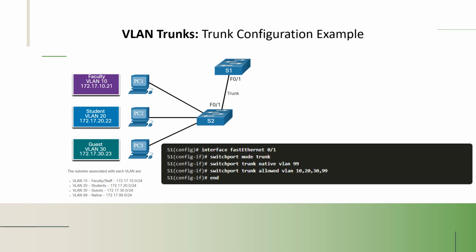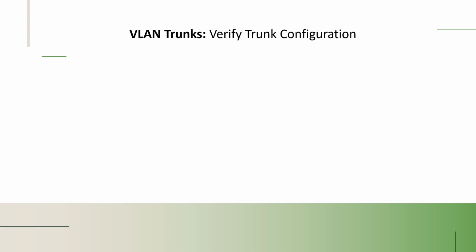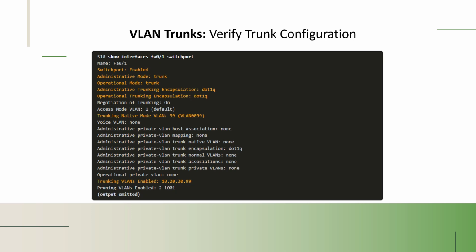And if you need to verify a trunk configuration on the switch, you have to use the show interface command followed by the interface ID and switchport. And as you can see here, it's all the information, and you can see that the switchport is enabled. The administrative mode is different from the switchport of FastEthernet 0/18. When we checked there, it was in access mode. Here it will be in trunk. Operational mode is trunk.